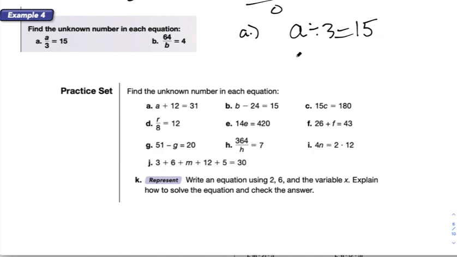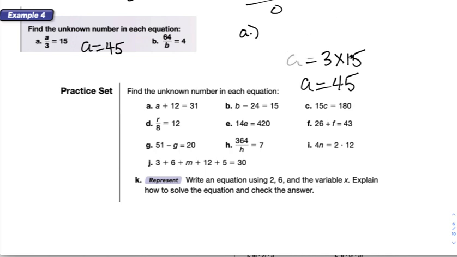That number, a, would have to be 3 times 15. Do you remember how to calculate 3 times 15? Hopefully you realize that it's 45, and we get that a is equal to 45. Let's do the very last example.